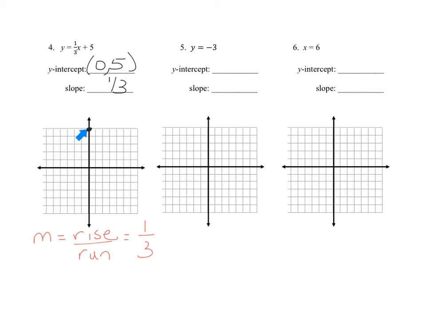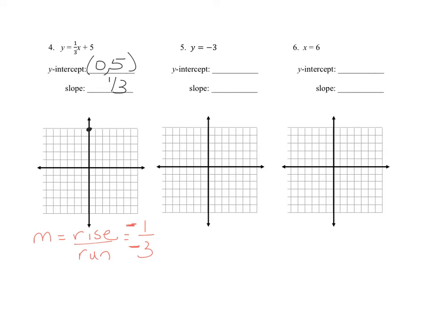Now my slope is 1/3, which means I want to rise +1, so I'm going to go up because it's positive, and I want to run 3, which means I want to go right. Now, if I look at this, I can't go up 1 over 3 because there's not a graph there. So that's when it's really important to understand that I can also make it -1 over -3, right? Because remember, a negative divided by a negative is a positive.